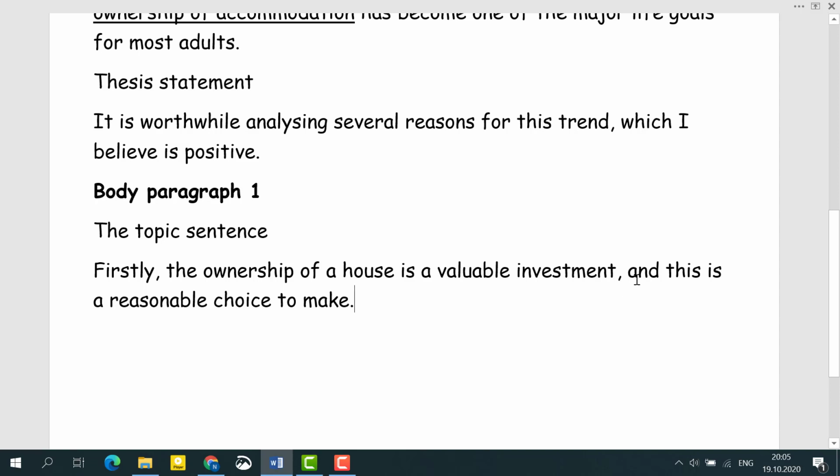And remember here, we need to also put a comma because we're talking about basically 2 different things. Here we're talking about the ownership of a house. This is the first idea, and this is a reasonable choice to make. So we're talking about something else, and plus this is our personal comment. So we need to put a comma here, and this. So I'm referring back to this. And this means this ownership is a reasonable choice to make.